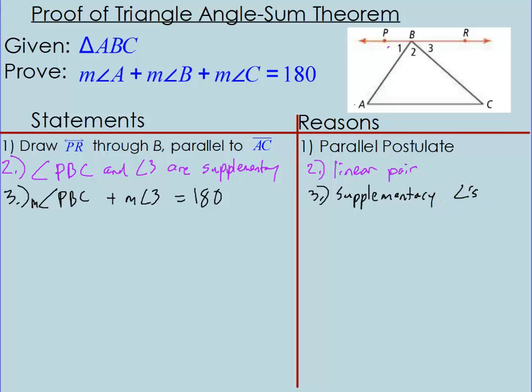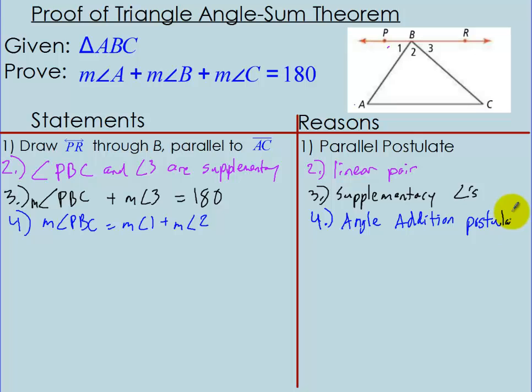Okay, my next step, step 4. I'm going to break down the measurement of angle PBC. PBC is angle 1 plus angle 2. So the measure of angle PBC equals the measure of angle 1 plus the measure of angle 2. We know this because of the angle addition postulate. This was chapter 1 again. The measure of the big angle is the measure of the two angles inside of it.